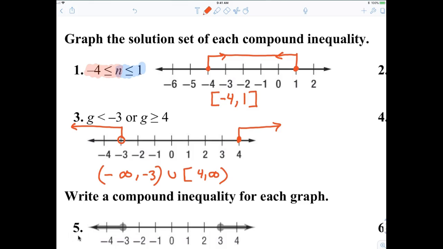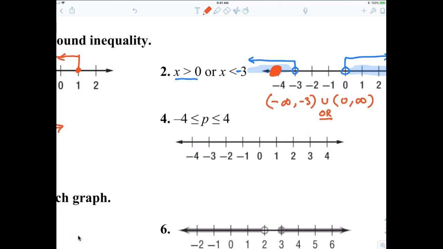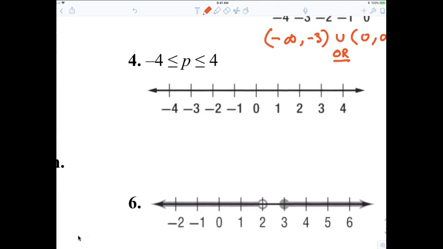All right. So here we go. Let's check out number 4. So somebody tell me, what is the best way to read that? That's not bad, but there's a better way. Thank you for listening.